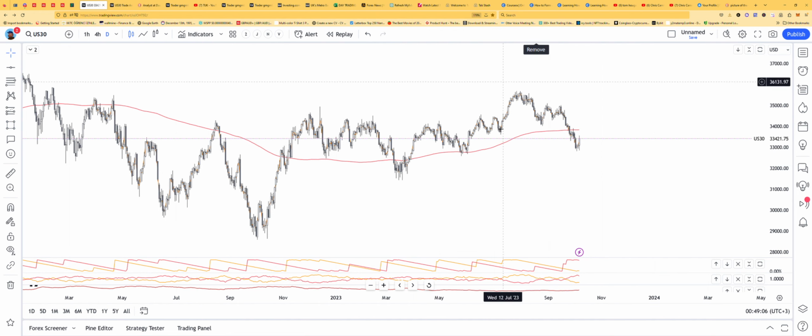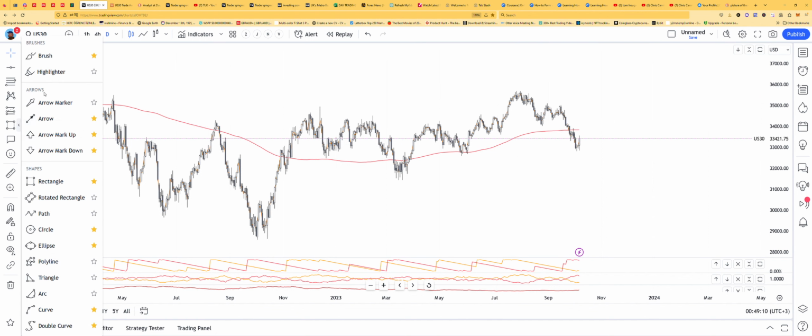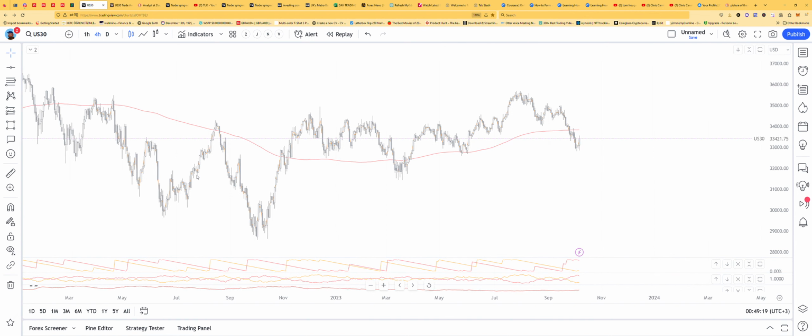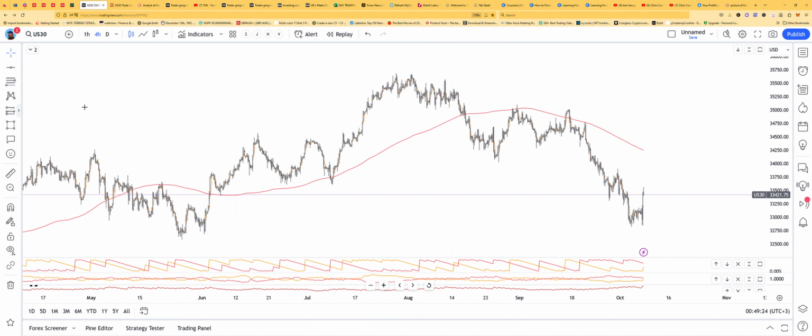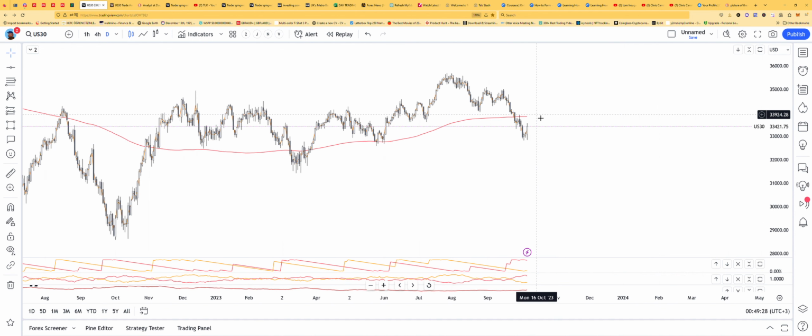So with that being said, we're just going to analyze this pair to see the potentials we have for the coming week, see what we can get, and that's about it. So let's get to it. Okay.